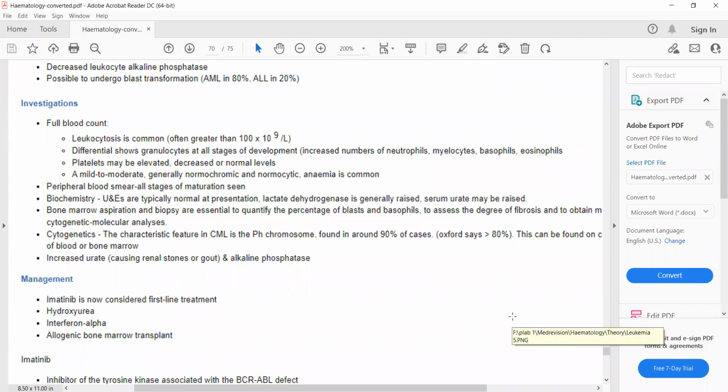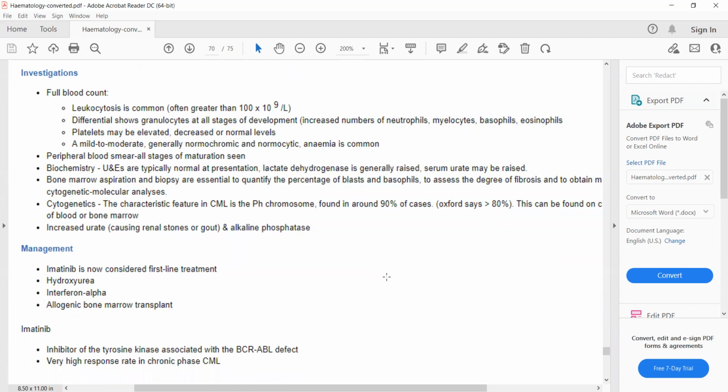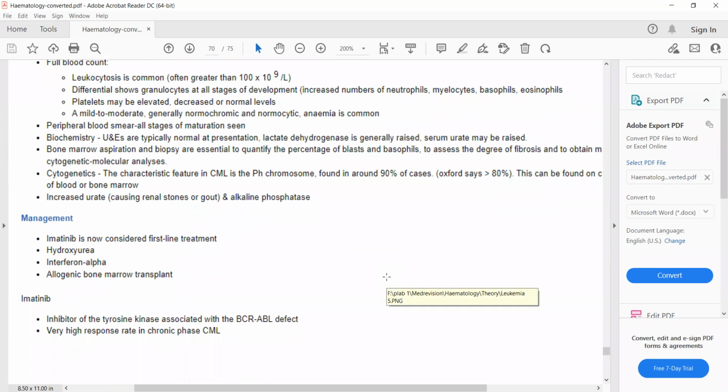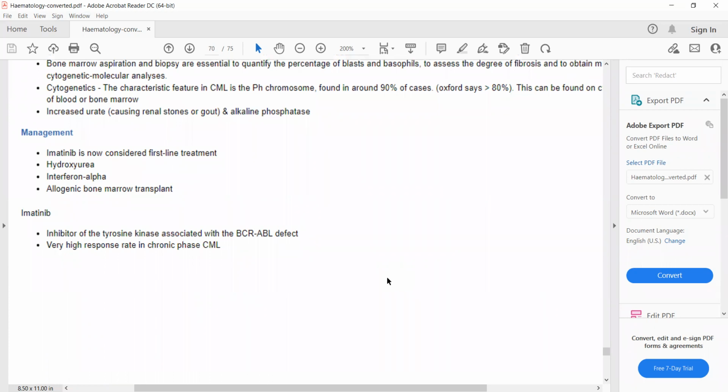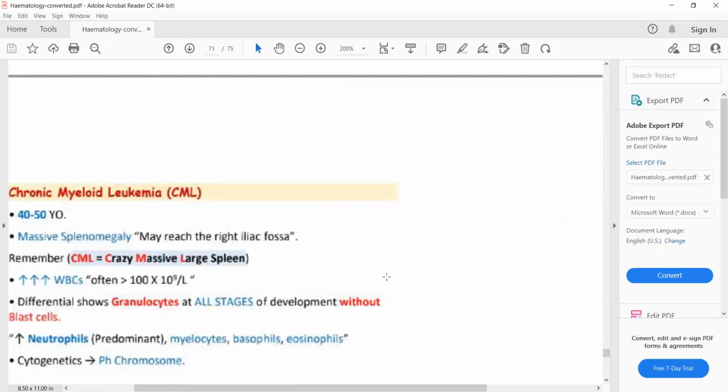So bone marrow aspiration is done to quantify the percentage of blast cells and to assess the degree of fibrosis, and also for cytogenetics. The characteristic feature in CML is the Philadelphia chromosome. It is found in around 90 or 95% of the cases. So that's why the initial investigation is full blood count with a peripheral blood smear, and the definitive one is bone marrow biopsy. Management is chemotherapy in the form of imatinib, hydroxyurea, interferon alpha, etc.